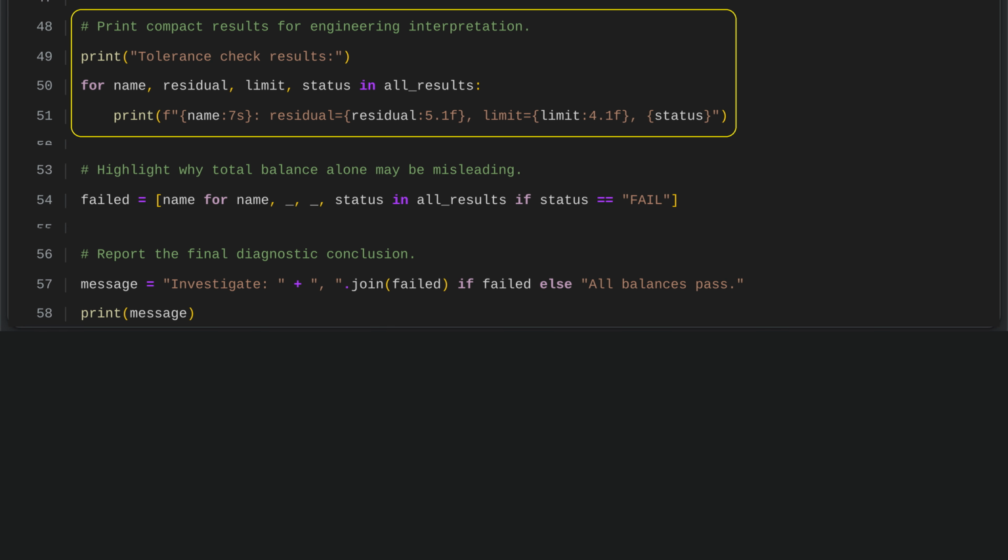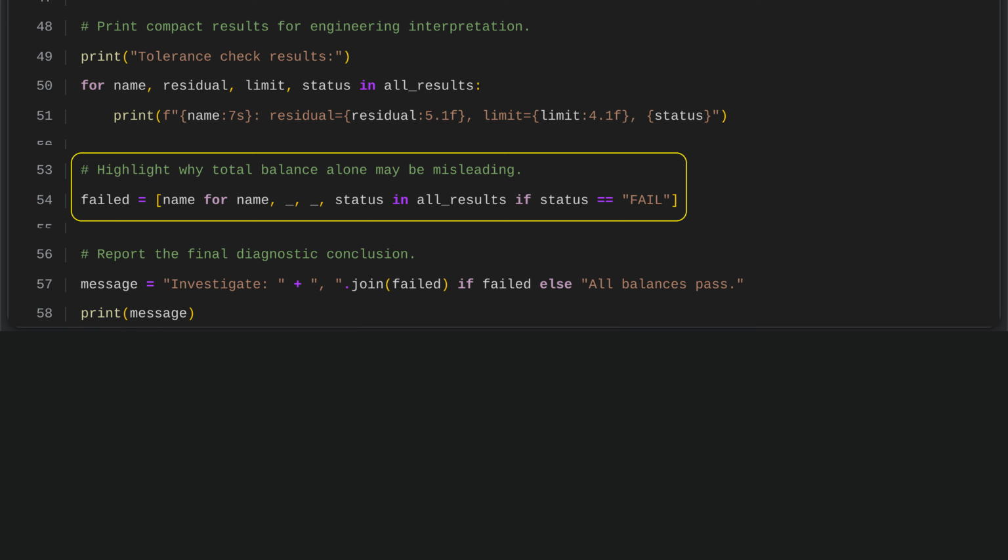The output begins with a tolerance check results header, then prints a compact summary for each component and total balance check. For each item, it reports the name, residual, tolerance limit, and whether the check passed or failed. The values are formatted consistently so engineers can quickly interpret the balance results. The code finds which components failed the balance check by scanning the check results and collecting the names of any components marked as failed. This makes it clear which specific items did not meet the tolerance criteria. It also shows why looking only at the overall balance can hide important component-level problems.